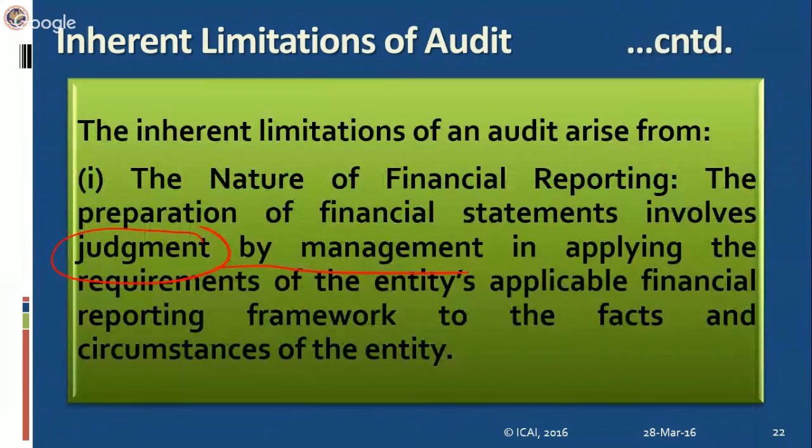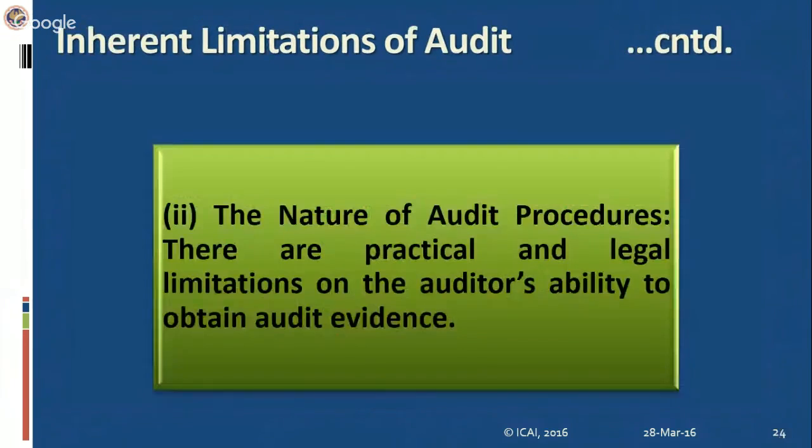Nature of financial reporting. This is the basic inherent limitation of an audit, where it all depends on judgment. It involves judgment by the management while preparing financial statements, applying the requirements of the entity's applicable financial reporting framework to the facts and circumstances of the entity. Nature of audit procedure. Here, a legal bar is placed on the auditor while obtaining audit evidence. He cannot obtain or search for any information or documents. He can only ask the management to provide information or documents, and it's up to the management to provide what they want to provide. It may be incomplete, it may be complete, it may be intentional, it may be unintentional.